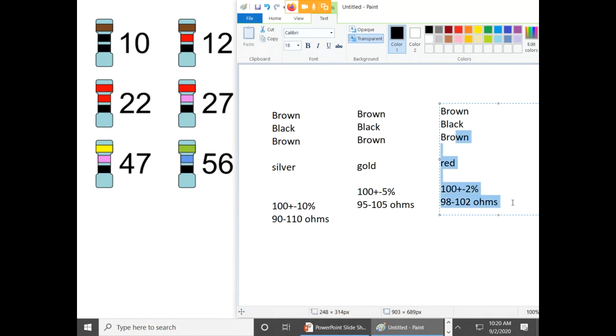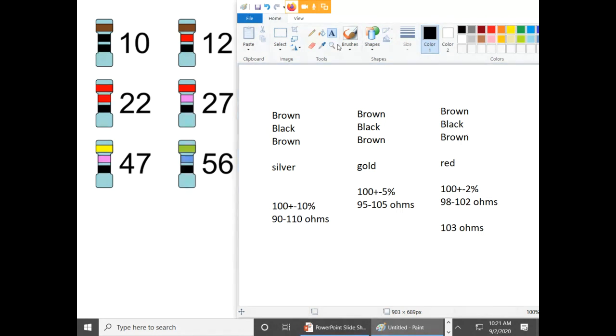If you bought a bunch of these resistors and started measuring them, and one of them measured 103 ohms, it would be out of tolerance. So this resistor that measures 103 ohms, but had these colors as the bands, would be out of tolerance. We would consider that a bad resistor. Ideally, you wouldn't be able to buy one like that.